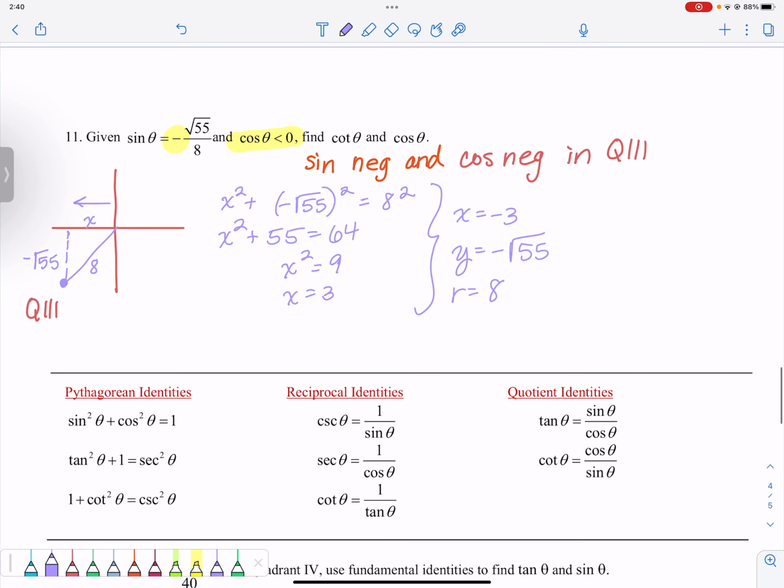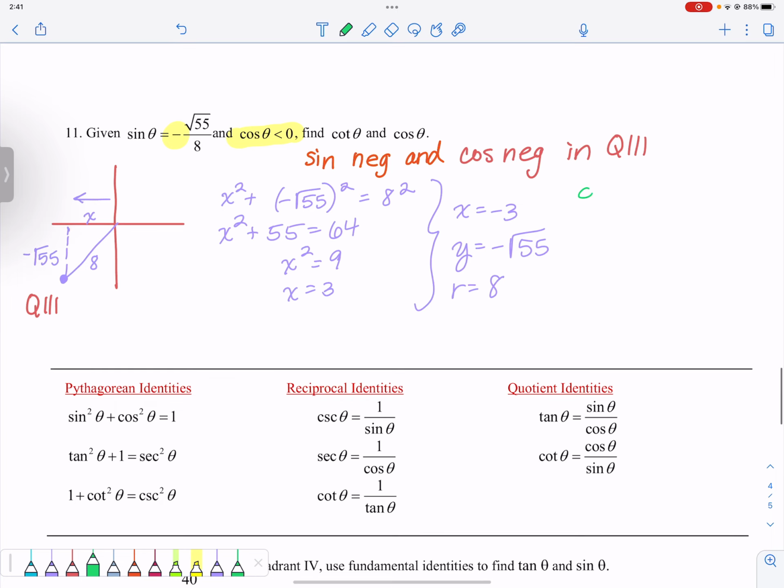So now if we want to go ahead and find the cotangent of theta, let's go ahead and find the other one first. We'll have the cosine of theta. Remember, that's the adjacent over hypotenuse. And so that will be negative 3 over 8.